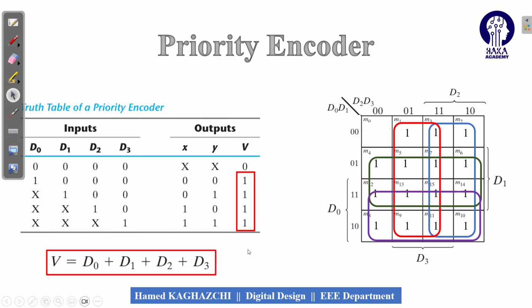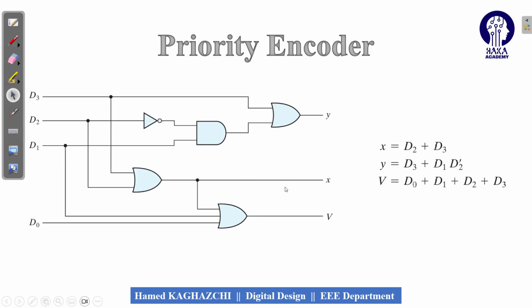Now, you can see that we could find the simplified Boolean functions of x, y, and v. If we use the OR gate in this case, and also an AND-OR gate for the y, and also an AND-OR gate for the x, we can produce the circuit of the priority encoder. Here you can see this circuit. X, Y, V are the simplified Boolean functions, and this circuit is the circuit of the priority encoder.